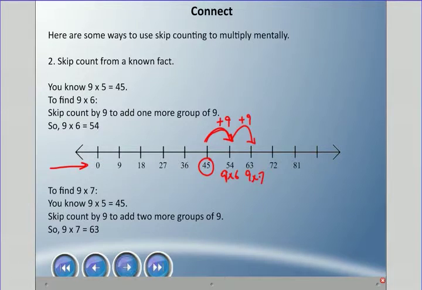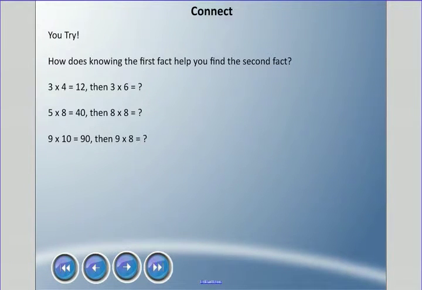I'm going to get you to try one. How does knowing the first fact help you find the second fact? So if you know 3 times 4 is 12, how can you use that information to find out 3 times 6? I'm going to get you to pause it here, try these 3 questions, and play when you're ready to go.